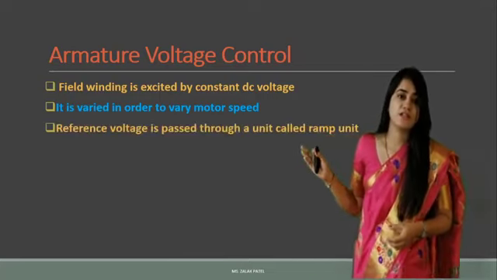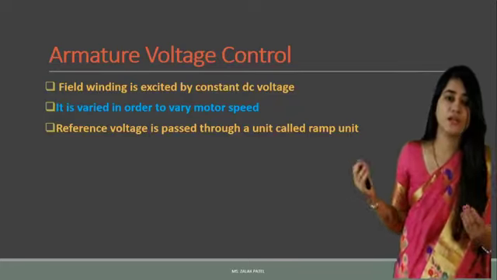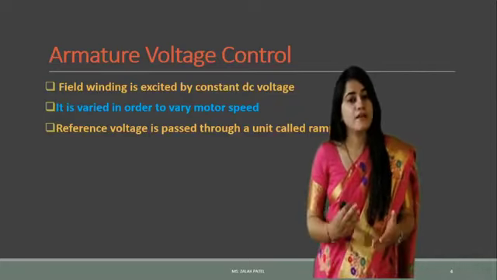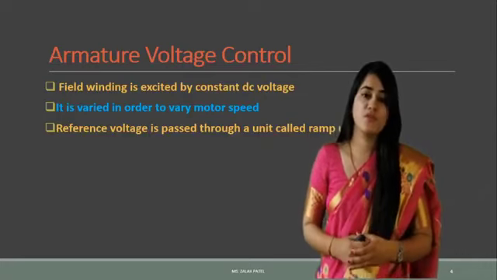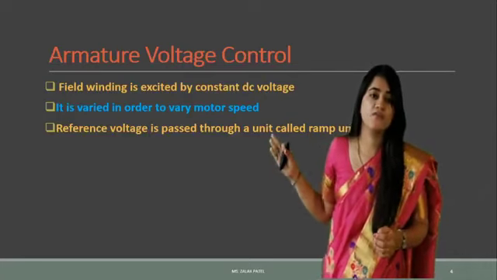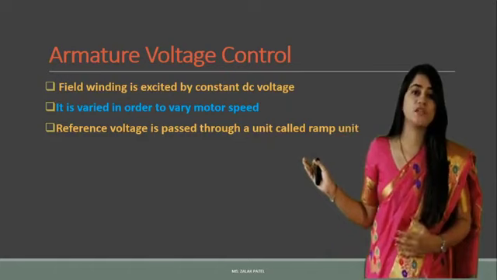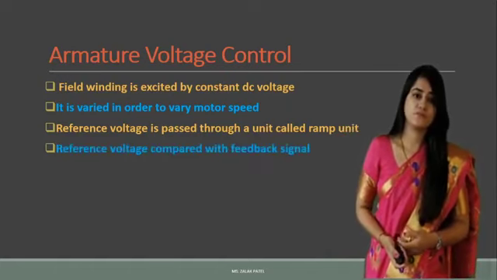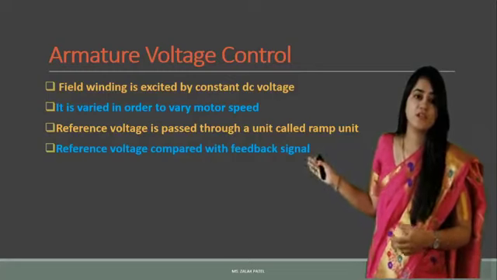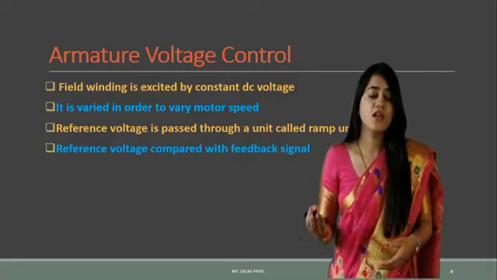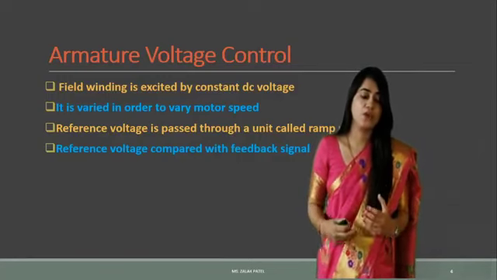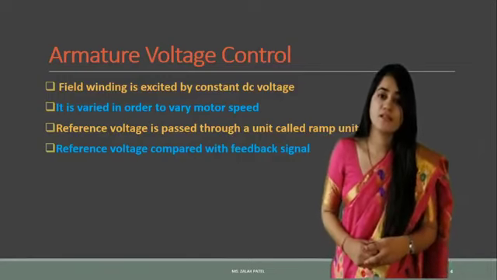The reference voltage is passed to the unit and it is given to the ramp unit. The ramp unit gives us the velocity proportional voltage, and that's why it is written here that the reference voltage is passed through the ramp unit. Next, the reference voltage is compared with the feedback signal. The feedback signal is necessary to get a better output and to minimize the error also.